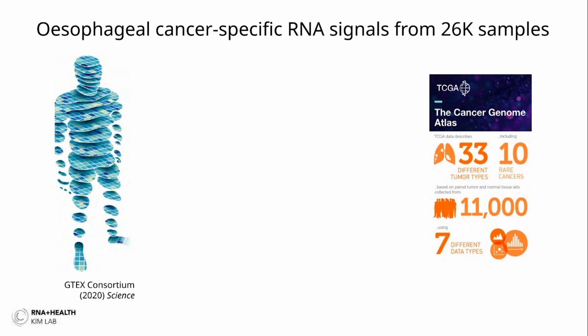And we took the RNA-seq data from these 11,000 different patients and compared it to, for example, healthy tissue RNA-seq data. So this is also an NIH-funded effort by the GTEx consortium to look at about 50 or so different healthy tissue types and to do, again, RNA sequencing. And so in aggregate, we're looking at about 26,000 different RNA sequencing samples across healthy individuals and cancer patients to identify the signal that's specific to esophageal cancer.